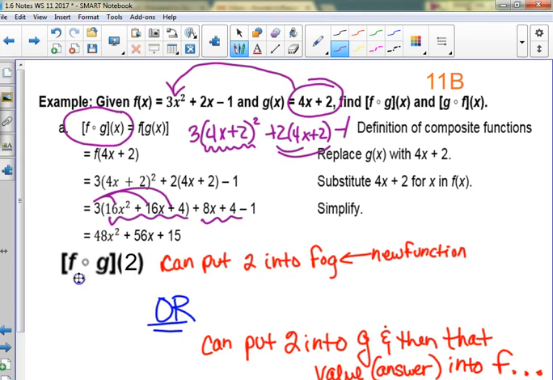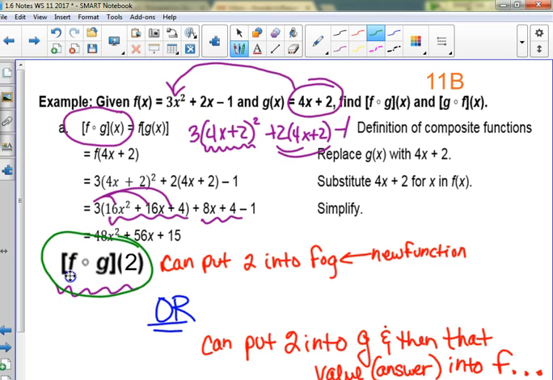All right, later on, you're going to be asked to do things like this, f of g of 2. If they ask you to find f of g first, great. Then you just put 2 into the new function. But if I only ask you to find this value, you really don't need to find the function f of g. It's okay to put 2 into what first? G, and then take that answer and put it into f.